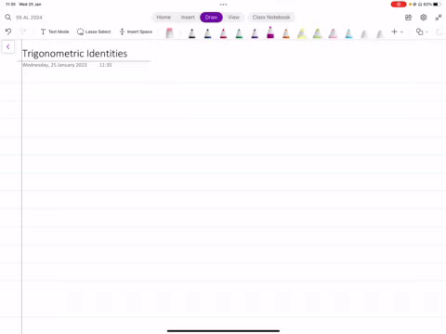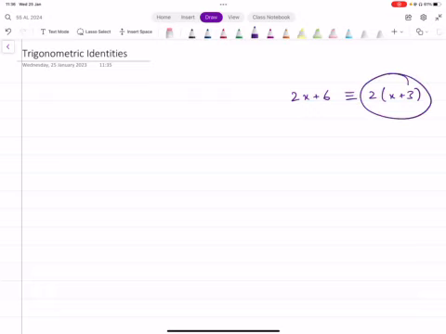Partial fractions में किया था हमने? Yes? So if I have 2x plus 6 and 2 into x plus 3, these two are identical to each other because 2x plus 6 is just another way of writing 2 into x plus 3. Identity is something that is true for all values of x. True for all values of x.